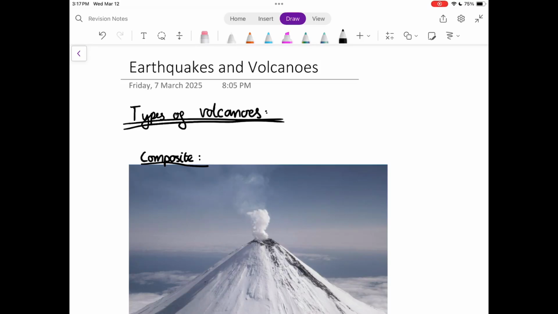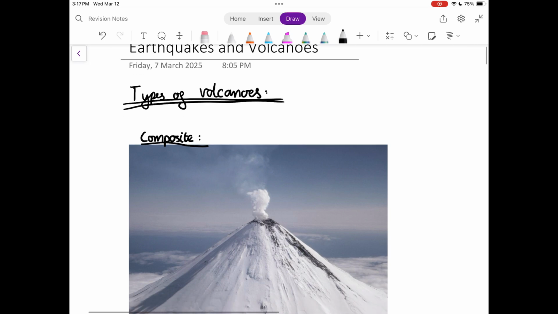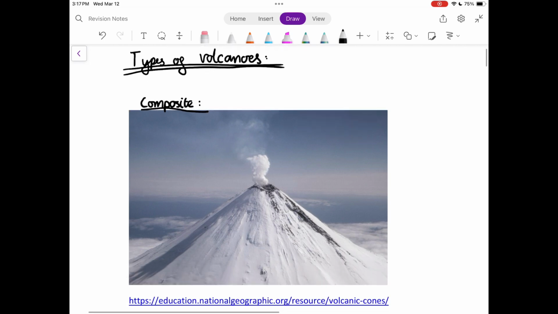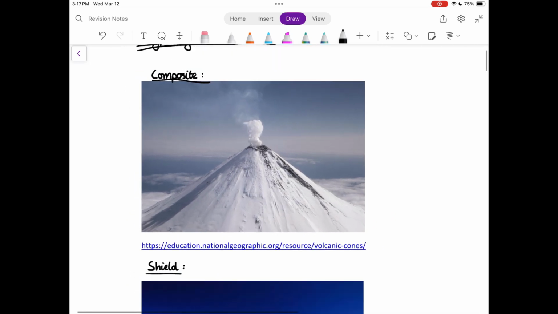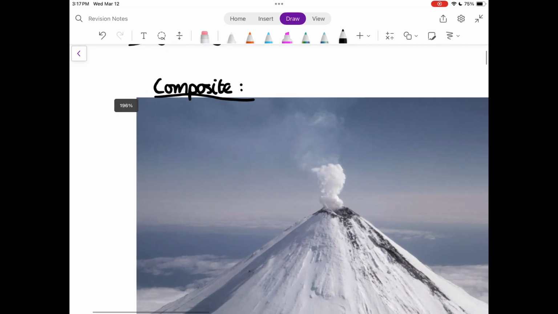Hi everyone, welcome to another video, and today we're going to be going through the topic of earthquakes and volcanoes, which is topic 2.1 in the natural environment. So firstly, we're going to be looking at the types of volcanoes there are, and there are two types you need to know, which are composite and shield. So we're going to go through composite first.